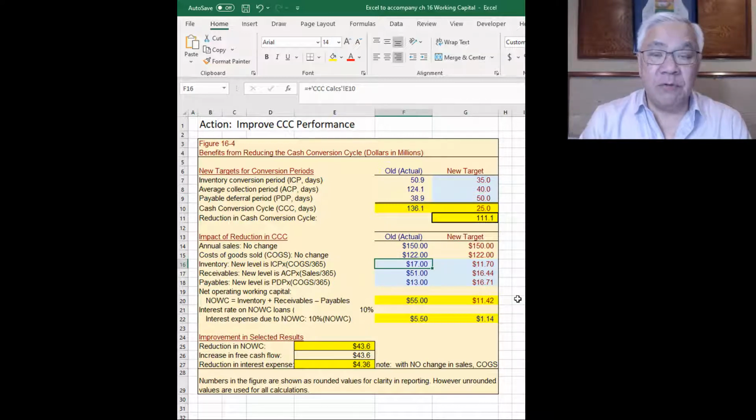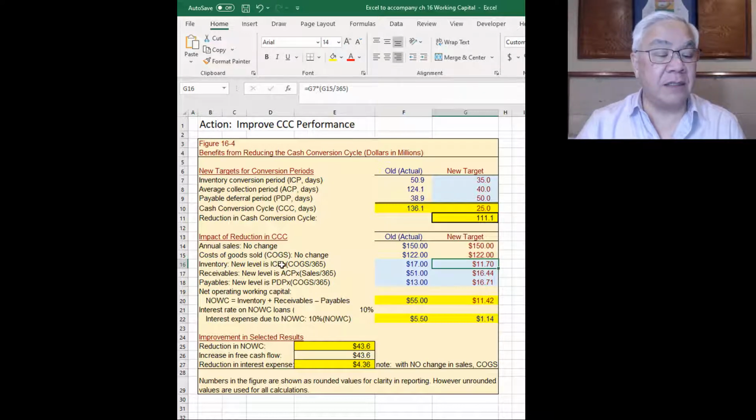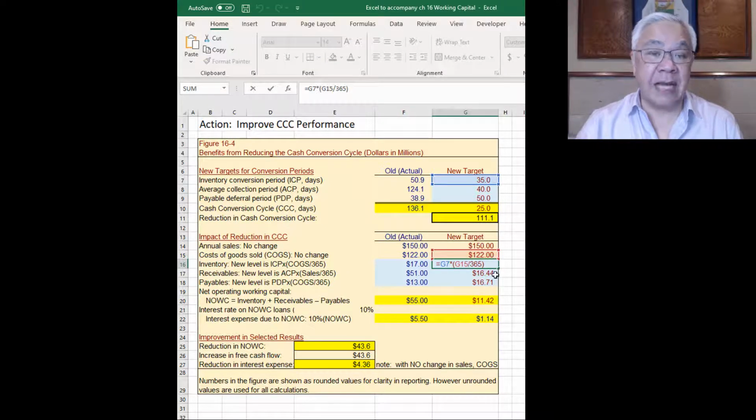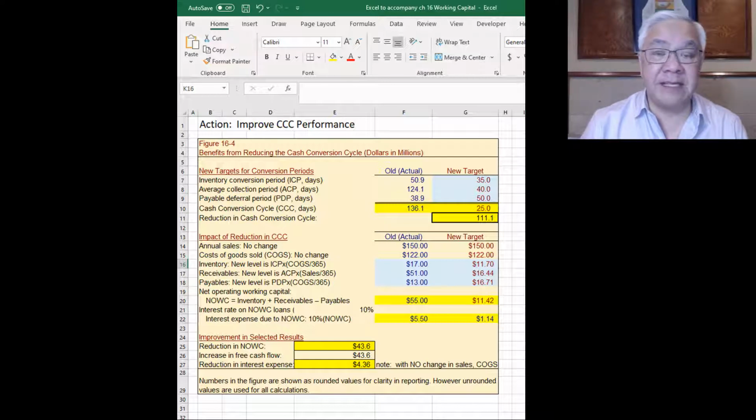Inventory. If the old was 17, the new will be 11.7. We derived that by this formula here: the inventory conversion period times COGS divided by 365. So here's the application of that formula. We take the inventory conversion period of 35, multiply by COGS divided by 365, and we end up with 11.7, which is quite a bit better than having 17. Note that we have the same sales and the same cost of goods sold, but from better management of inventory, we reduce from 17 million to 11 million. So we're saving working capital.